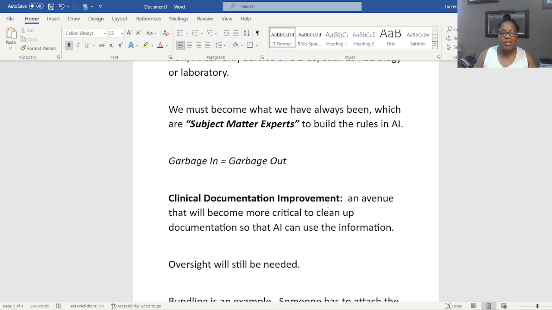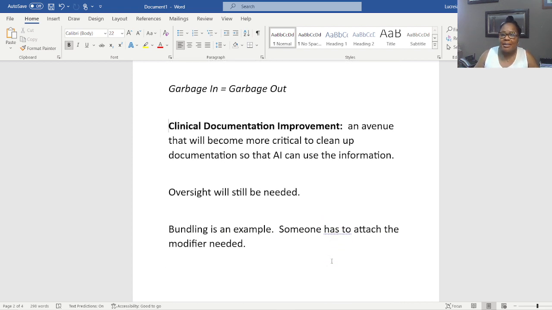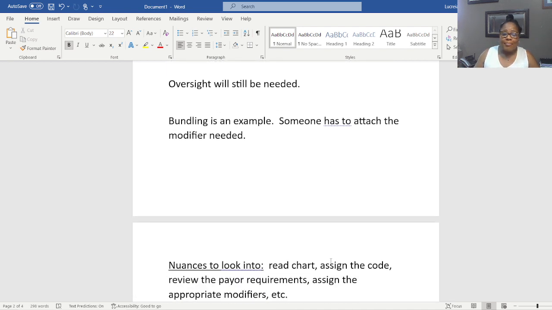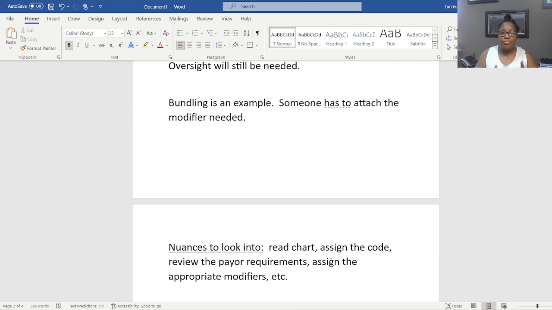And clinical documentation improvement is going to be an avenue that will become more critical to clean up documentation so that AI can use the information. But still, that oversight from medical coders will still be needed. For example, with bundling, someone has to attach the appropriate modifiers. So what nuances are there to look into? Think about it. We currently read the medical record. We assign the codes, but then we also have to look at what payers are involved and what their requirements are so that we can apply the appropriate modifiers.